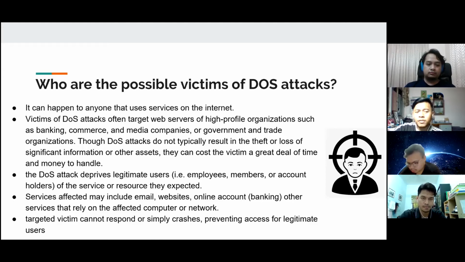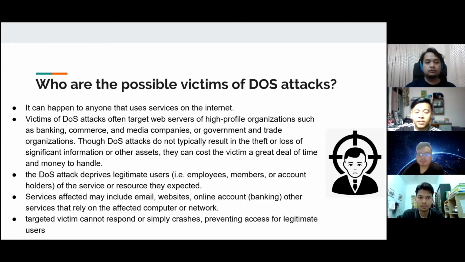The victims of DOS attack often target the web servers of high-profile organizations such as banking, commerce, media companies, or government and trade organizations. Though the DOS attack does not typically result in the theft or loss of significant information or other assets, it can cost the victim a great deal of time and money to handle the attack.